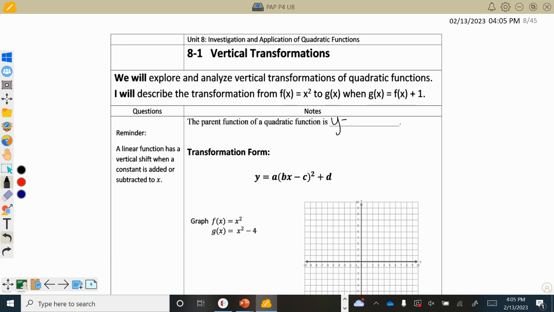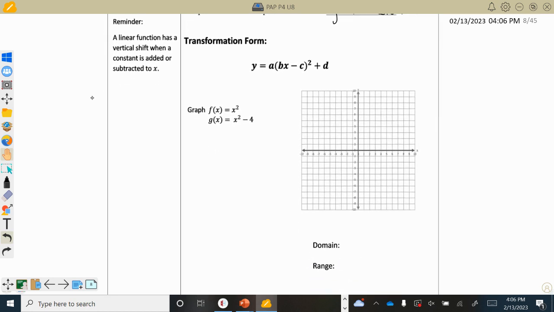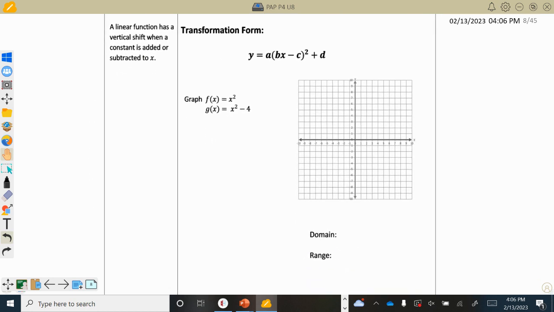We could also see it as f of x equals x squared if it is in function notation. Okay? All right. So there's some things that we want to know about the quadratic function. There are some patterns in here that will help us graph it much easier. So we're going to talk a little bit about that, and then we'll talk about what happens when we have a vertical shift.